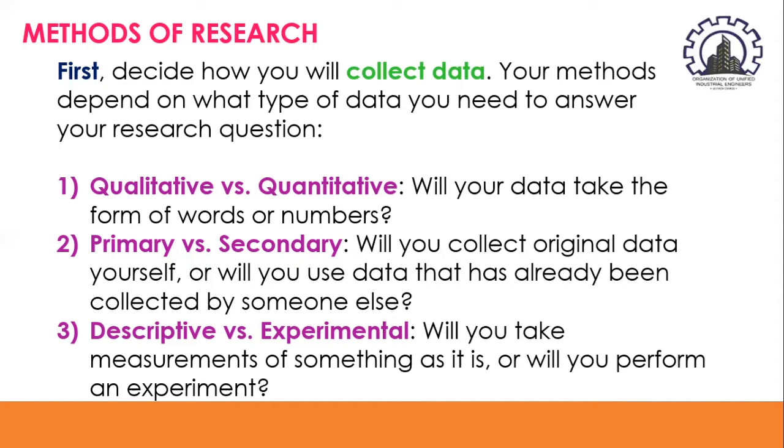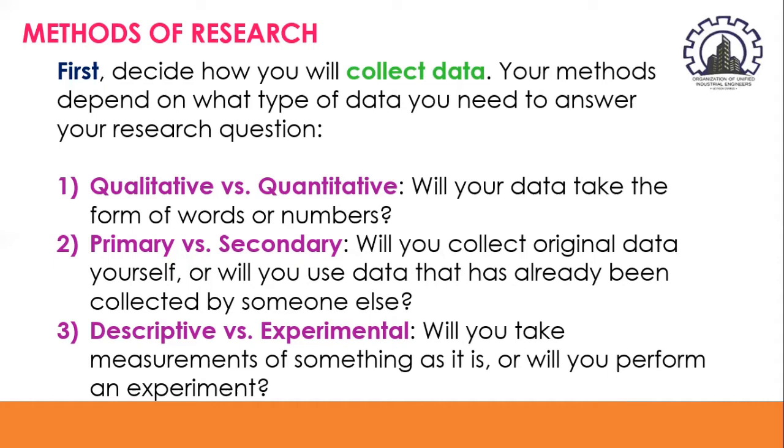On the other hand, is the type of data that you will collect coming from primary sources or secondary sources? And so for that matter, you will ask the question, will you collect original data yourself or will you use data that has already been collected by someone else? Now, if the type of data you will collect is coming from original sources or original data, then most likely you will be collecting your data from a primary source. On the other hand, if you use data that has already been collected by someone else, then you are collecting secondary data.